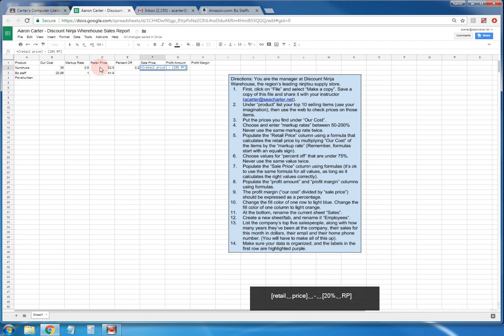Another way to do this, probably a simpler way, would be to just tell it to calculate 80% of the retail price. The retail price minus 20% of the retail price is the same thing as 80% of the retail price. But I'm just going to stick with this way. There's more than one way to do things. So, retail price minus 20% of the retail price.